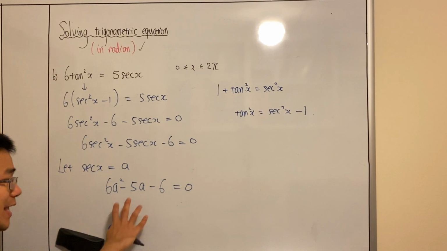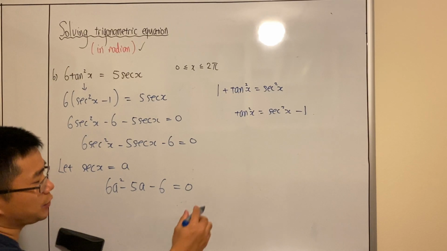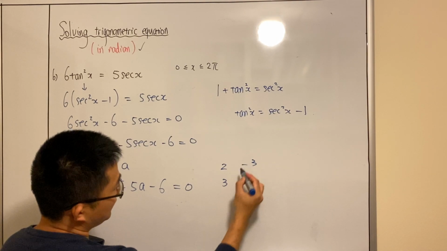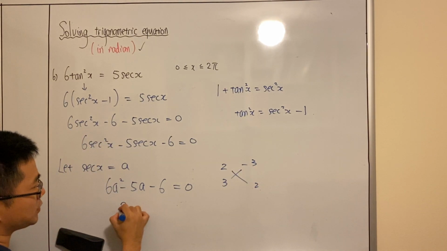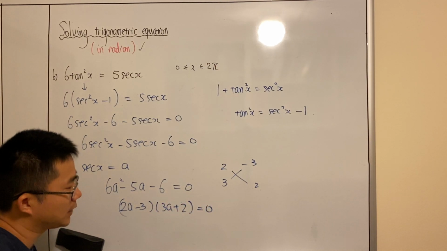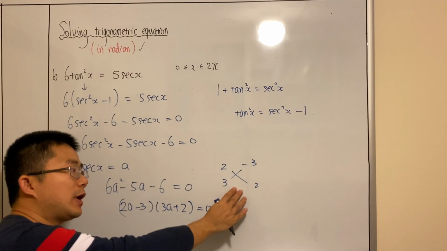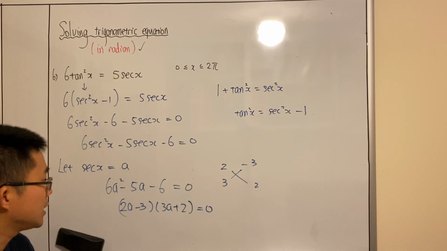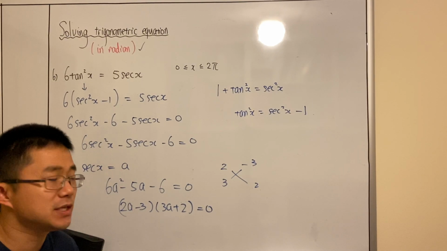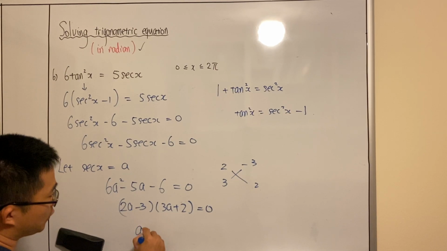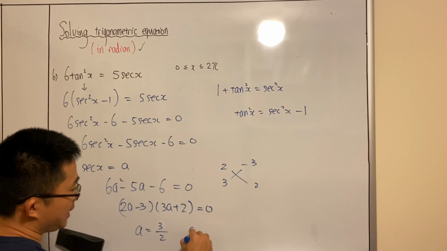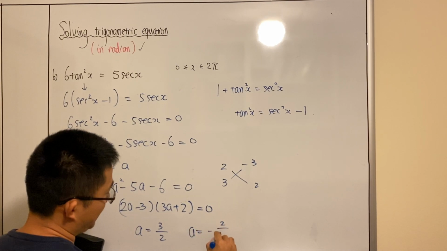Now from here, you're solving a quadratic equation. I'm going to use the cross method to work out the answer here. So 3 and 2. That's minus. Okay, so here we go. That becomes 2a minus 3 and 3a plus 2 is equal to 0. In future lessons, I'll teach everyone how to use the cross method to factorize quadratic expressions. It's much faster than the other methods. So now you have a equals 3 over 2, and then you've got a equals minus 2 over 3.